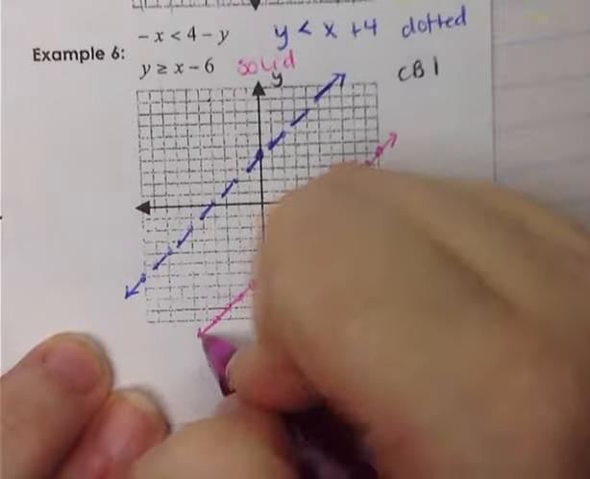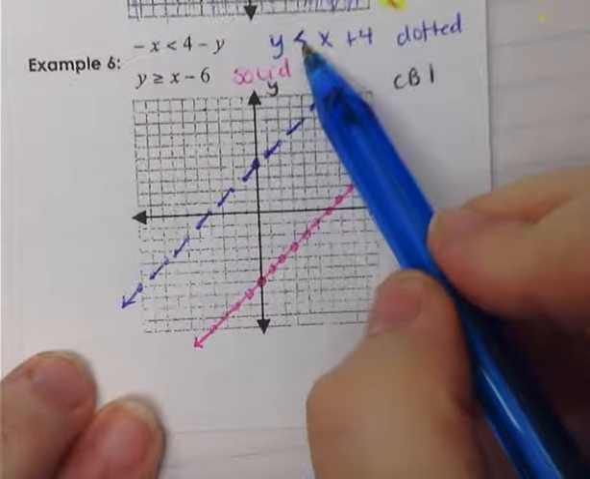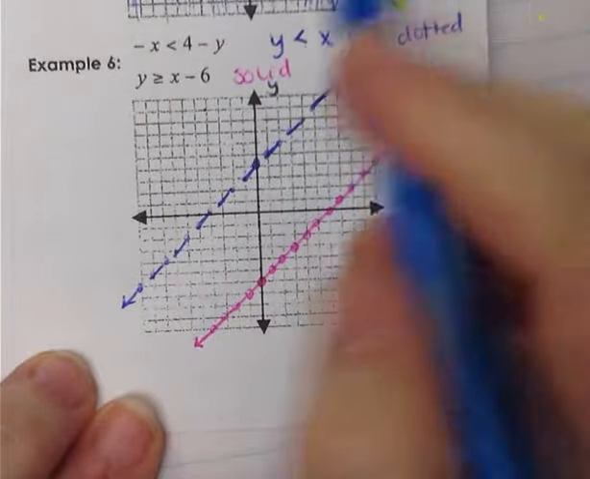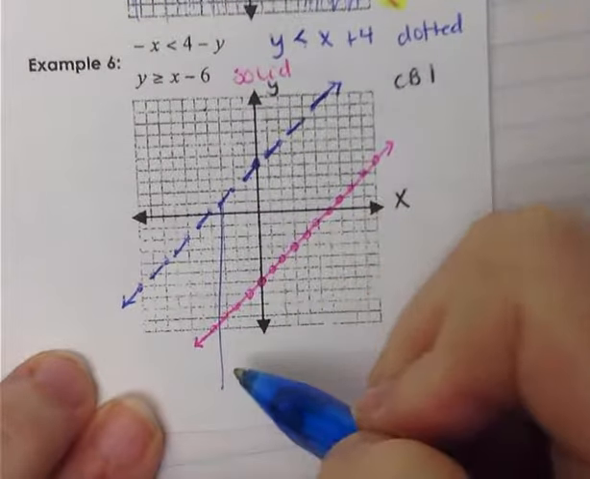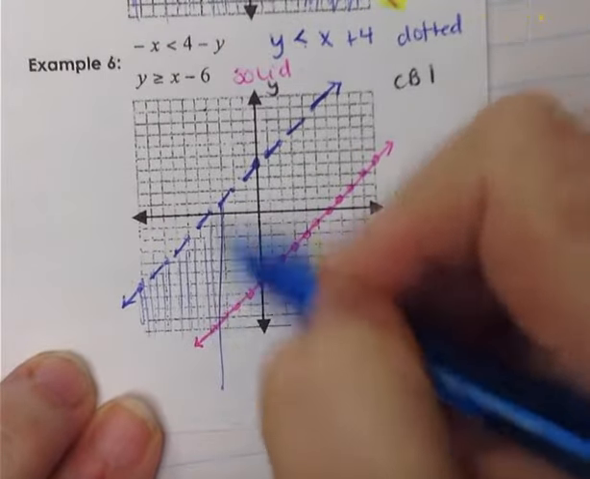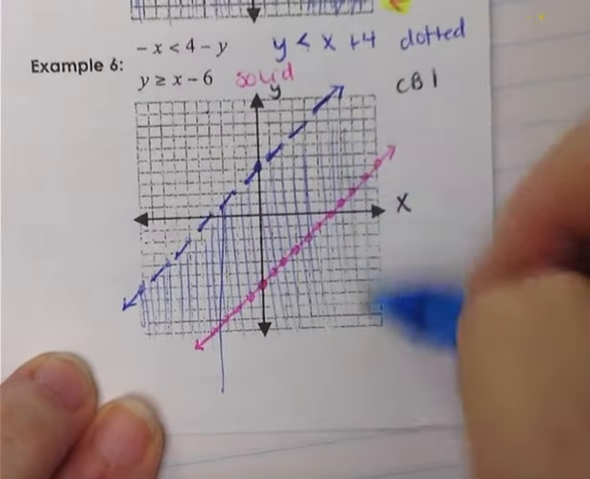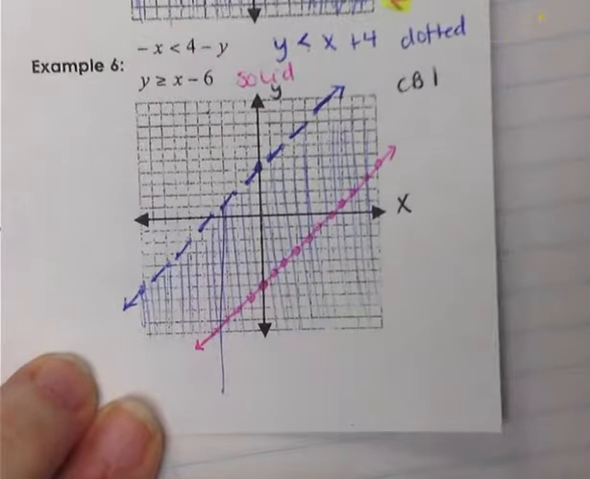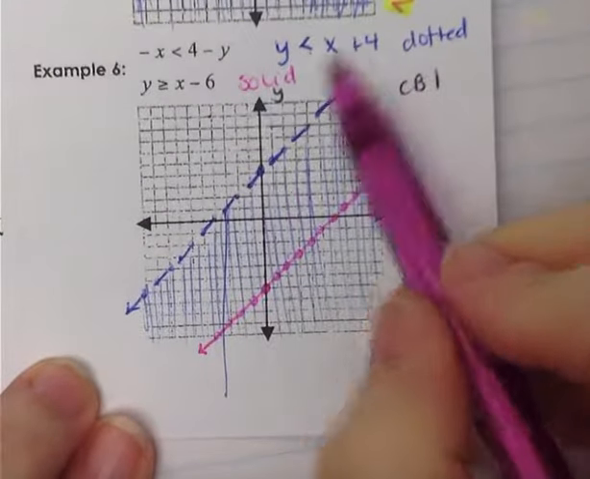So for inequalities, the solution is where the shading overlaps. That's what we've got to look for. So if we look at the blue, it says less than. So I'm going to go to my blue, anywhere on my blue, and shade down. This tells me that everywhere underneath that blue is shaded in blue. So I'm ignoring the pink for right now, because I don't care about it yet. Once I get done with the blue, then I care about the pink.